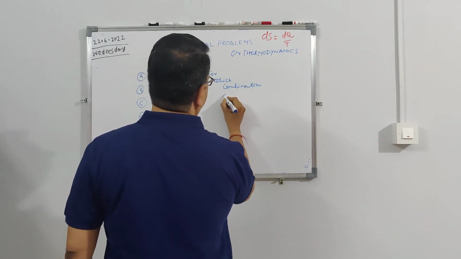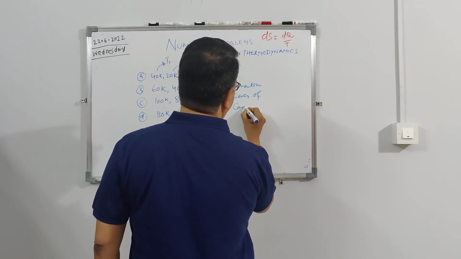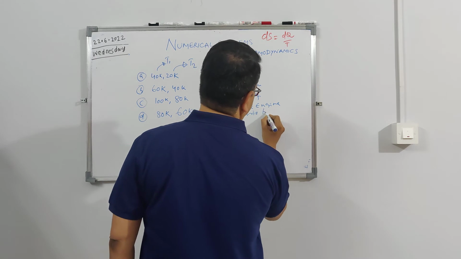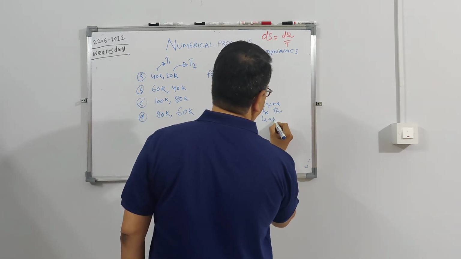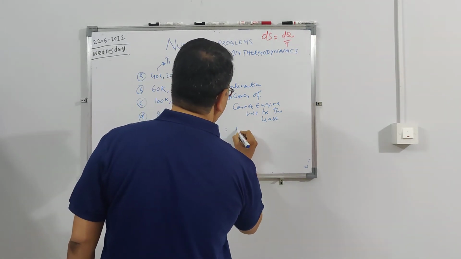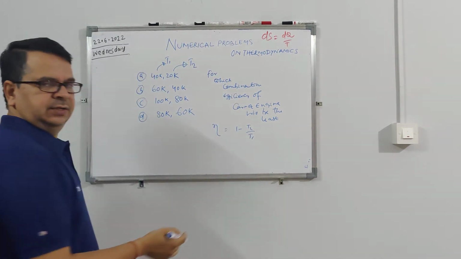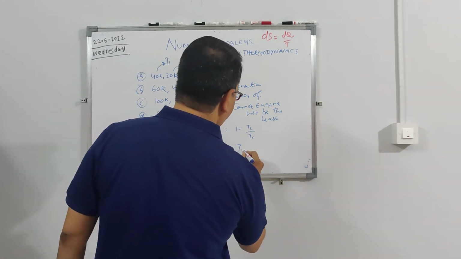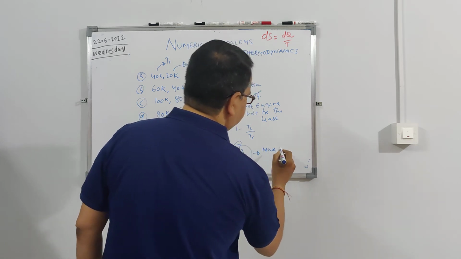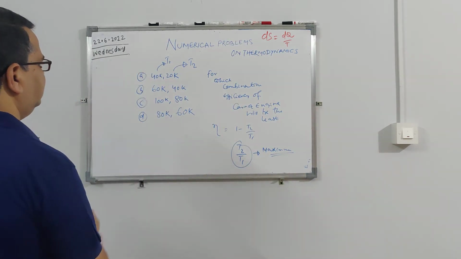So this is the question. You know the efficiency of Carnot engine is nothing but 1 minus T2 by T1. This you have to remember. So it will be the least when T2 by T1 is the highest. When T2 by T1 is maximum, efficiency will be minimum, right? So you have to find out when it is maximum.